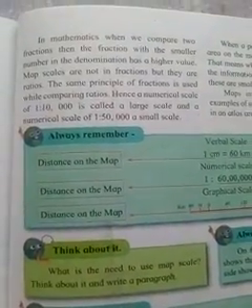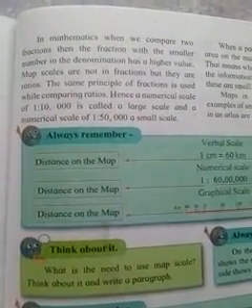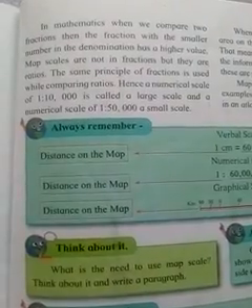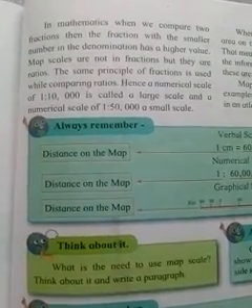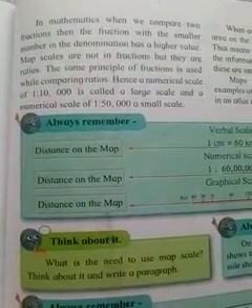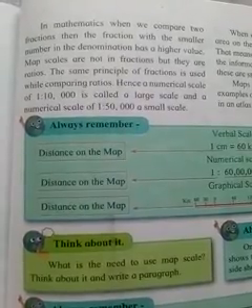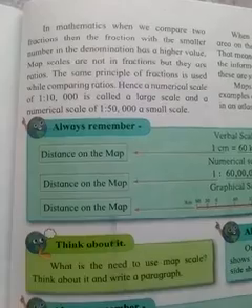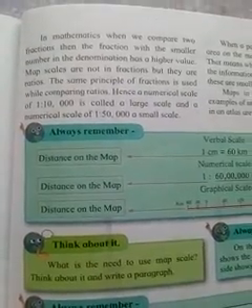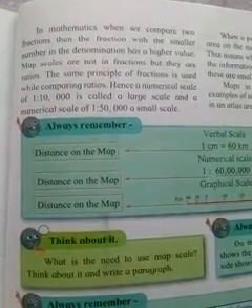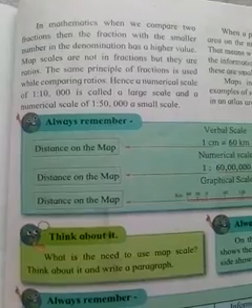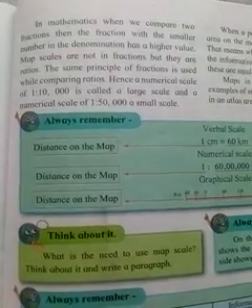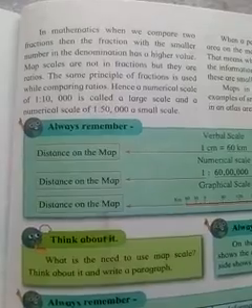In mathematics, when we compare two fractions, the fraction with the smaller number in the denominator has a higher value. Map scales are not fractions but they are ratios. The same principle of fractions is used while comparing ratios. Hence the numerical scale of 1 is equal to 10,000 is called a large scale, and the numerical scale 1 is equal to 50,000 is a small scale.